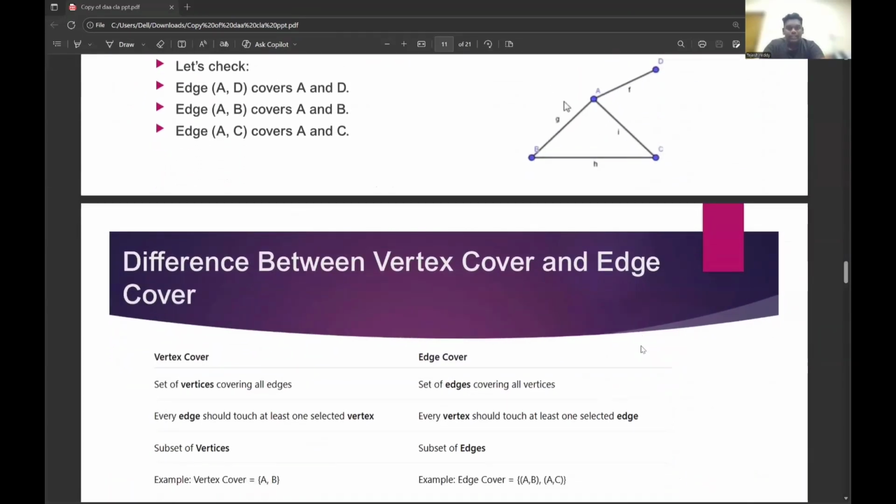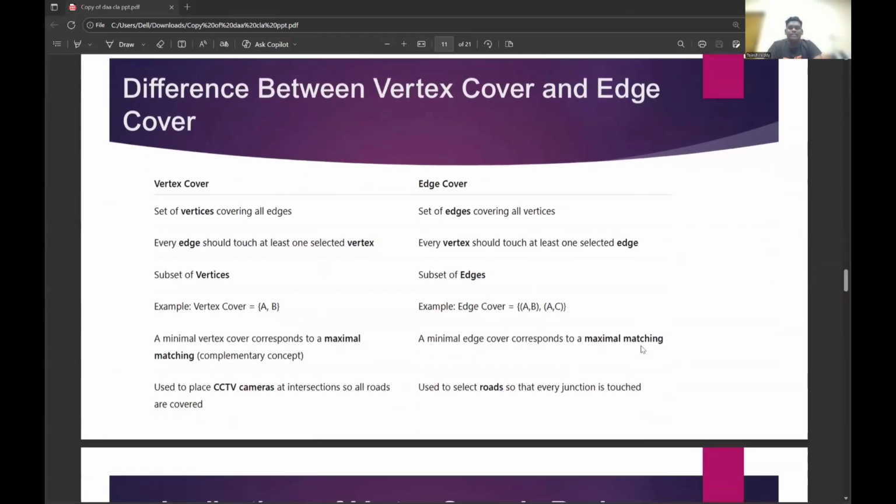That's the main point. The difference between the vertex cover and edge cover is that the vertex cover chooses vertices, and the edge cover chooses the edges. Vertex cover covers all the edges, and edge cover covers all vertices. In every vertex cover, every edge must touch a chosen vertex, and same as the edge cover, every vertex must touch a chosen edge. Vertex cover is a subset of vertices. Edge cover is a subset of edges.